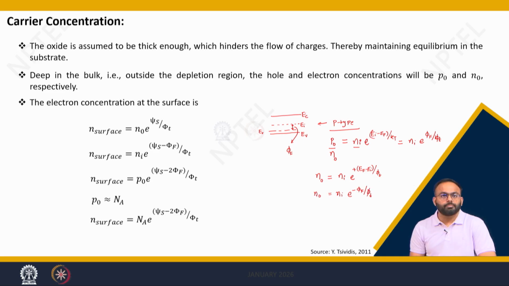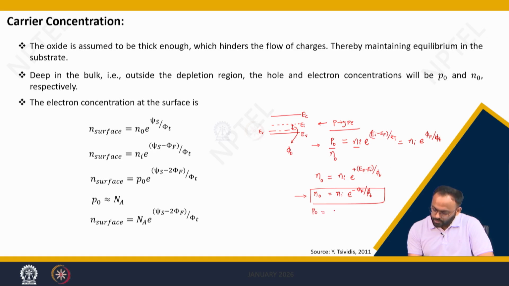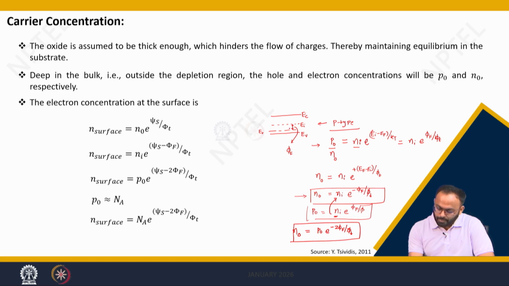This is n0. Can you relate n0 and p0 from these two equations? One equation is n0 equals Ni exponential of minus phi f by phi t, and one is p0 equals Ni exponential of phi f by phi t. With these two equations, I can relate the minority carrier concentration: you replace Ni from here and put this Ni value here. So ultimately it will be p0 e to the power of minus 2 phi f by phi t, where phi f we know is the difference between Ei and Ef.